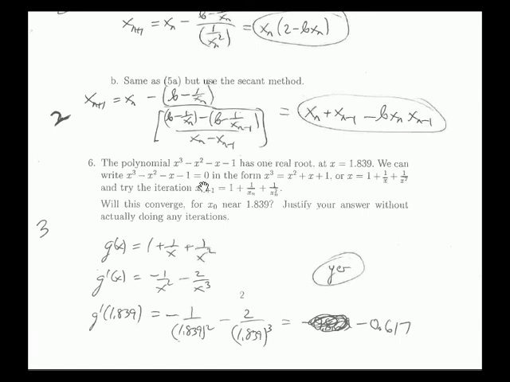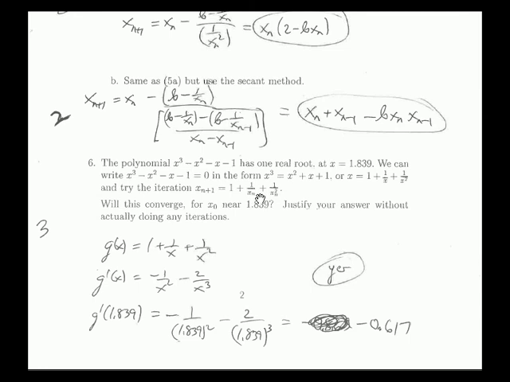Here's a fixed point iteration trying to find a root of this cubic polynomial. One way to do that would be to take everything on one side except the x cubed and then divide through by x cubed, and you get this. So if this converges, it'll converge to a root of the cubic. So basically this is your f, and the right hand side here is your g.